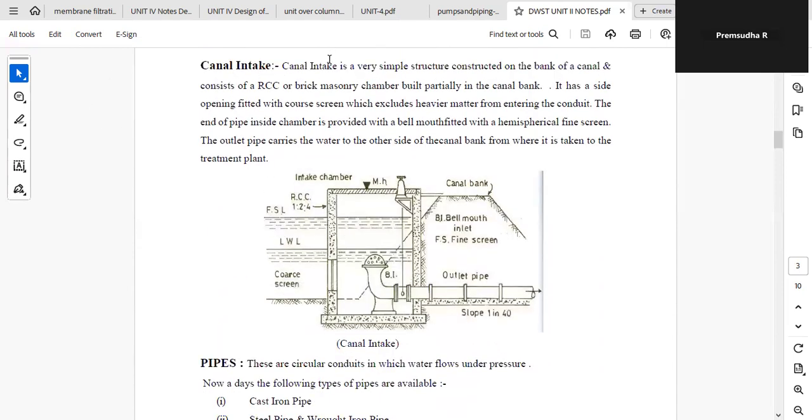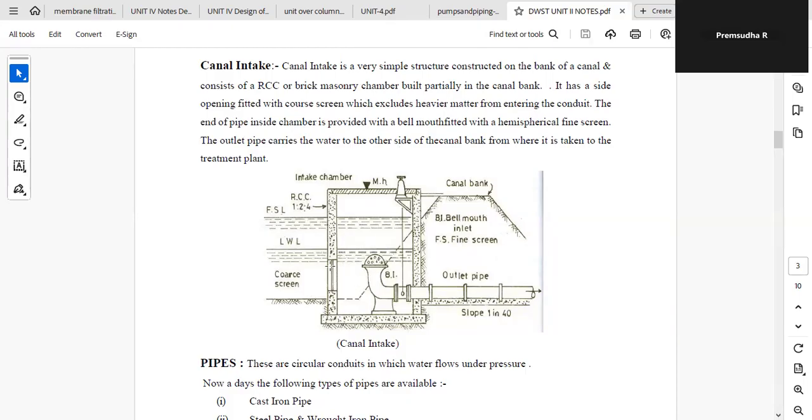Now the canal intake. The canal intake is a very simple structure constructed on the bank of the canal and consists of an RCC chamber built partially in the canal. Here you can see the difference between each intake, and by seeing the structure itself you can identify it. It has a side opening fitted with a screen, which excludes heavier material from entering. The end of the pipe inside the chamber is provided with a bell mouth fitted with a hemisphere.